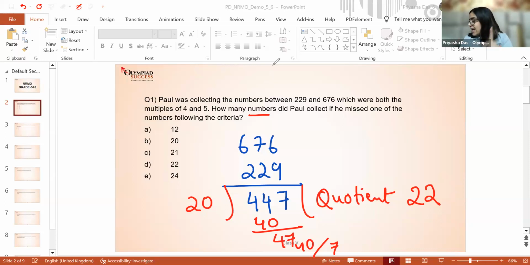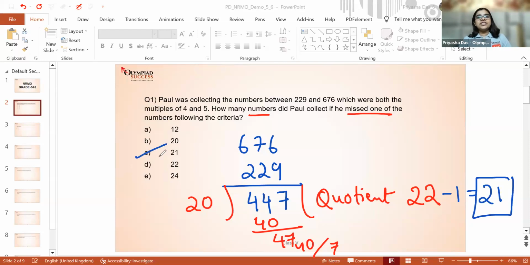But the last answer is not 22. Why? Because Paul forgot one number. 22 minus 1, the final answer is 21. So the answer is option C. Is it clear to one and all? Give me a thumbs up.